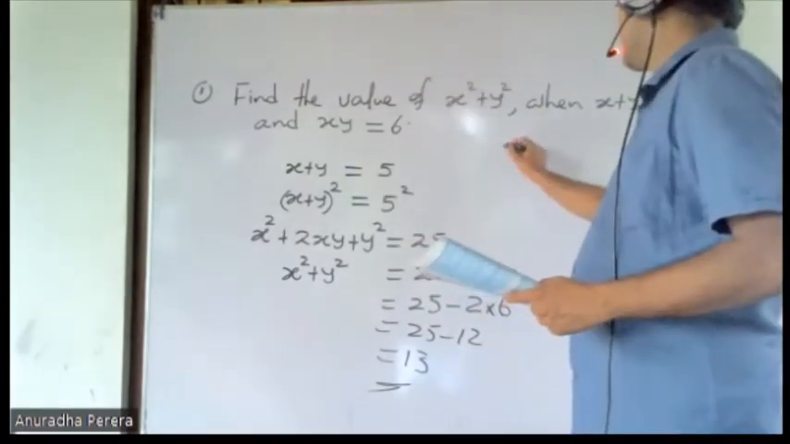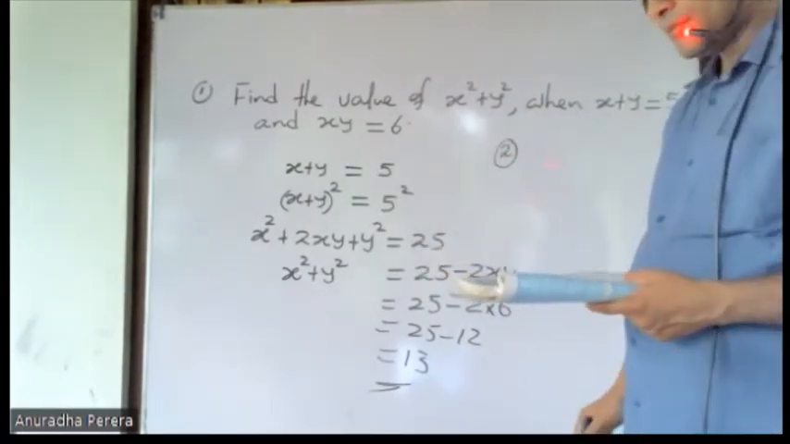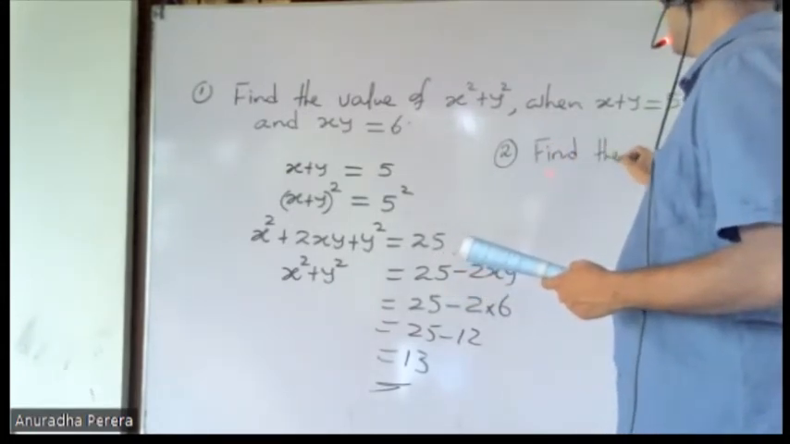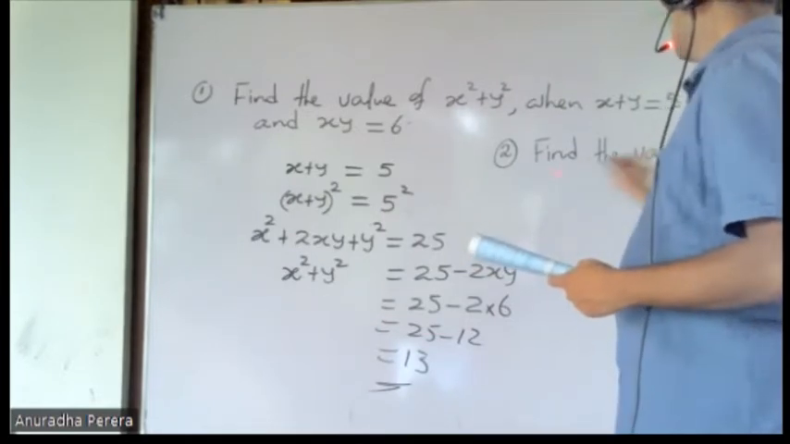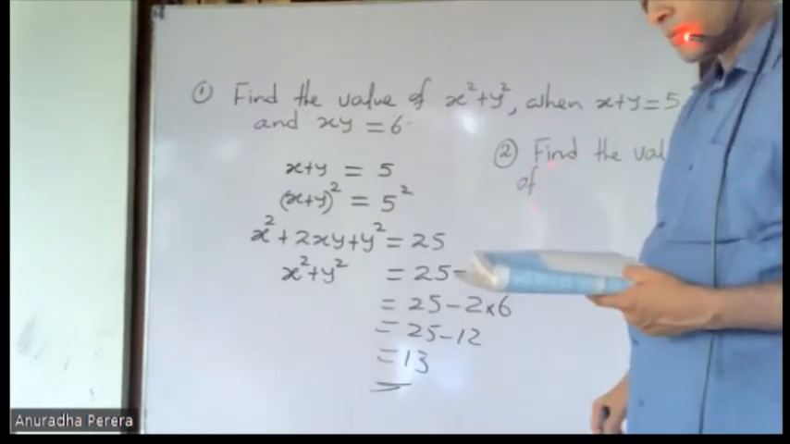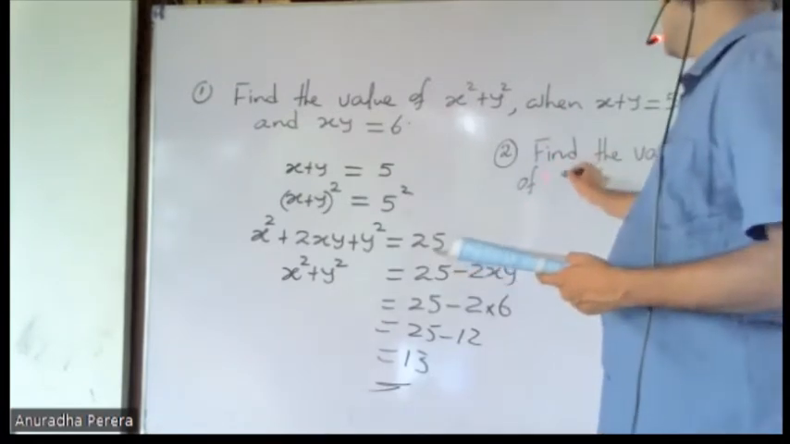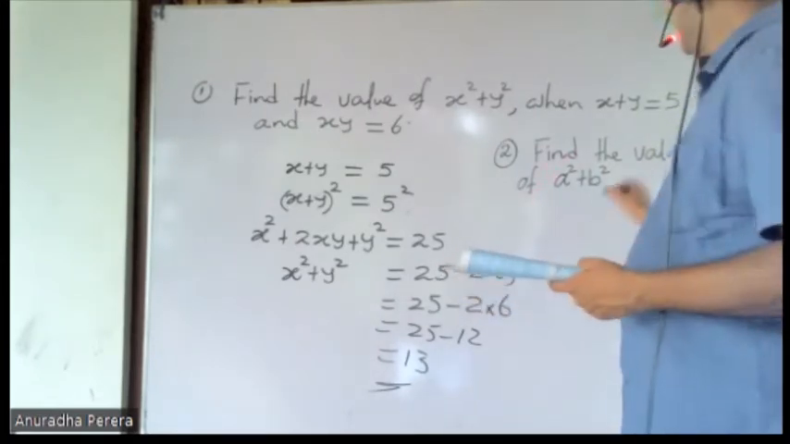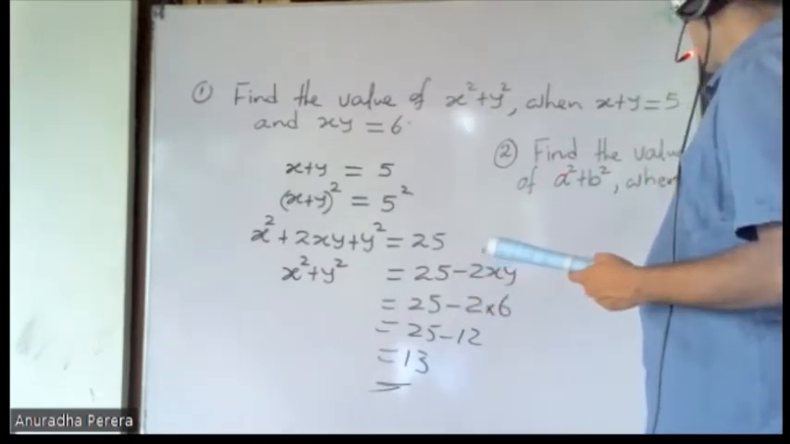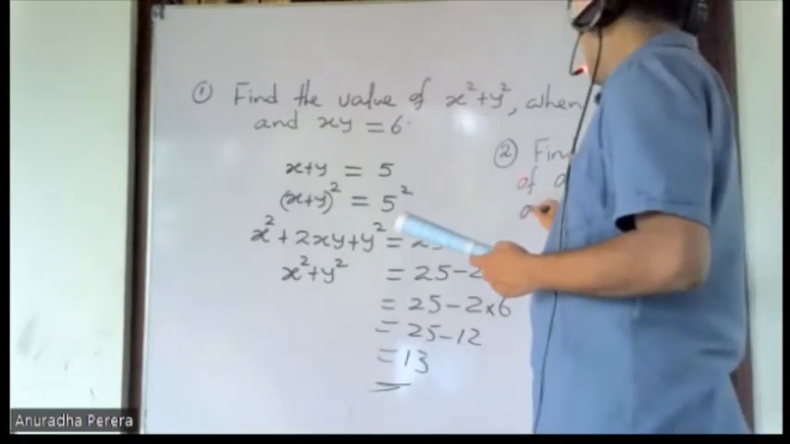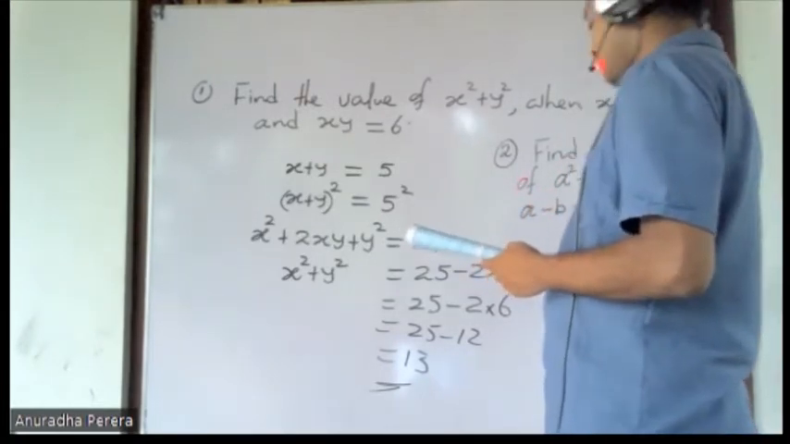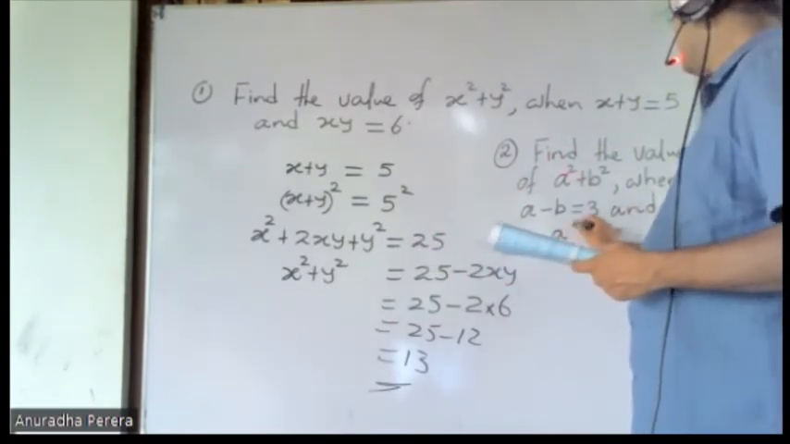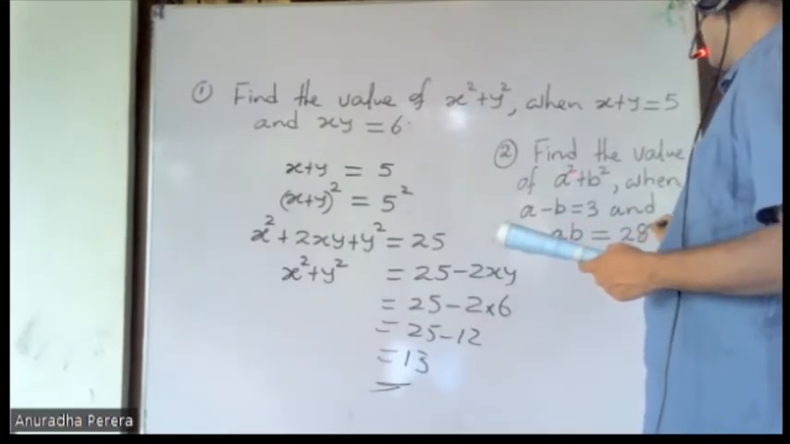Right. This question. Find the value of a squared plus b squared when a minus b equals 3 and ab equals 28. Do it.